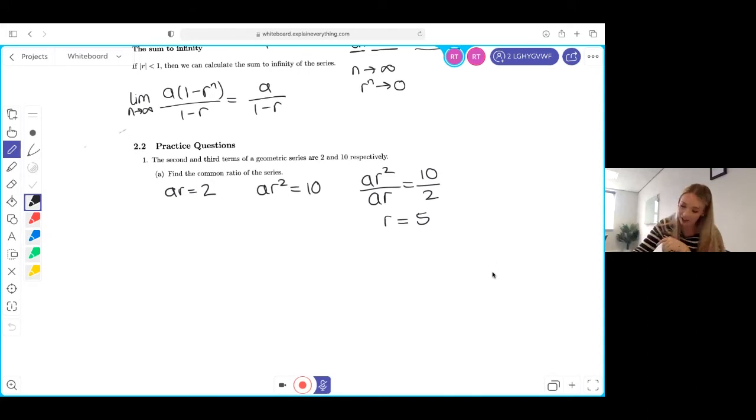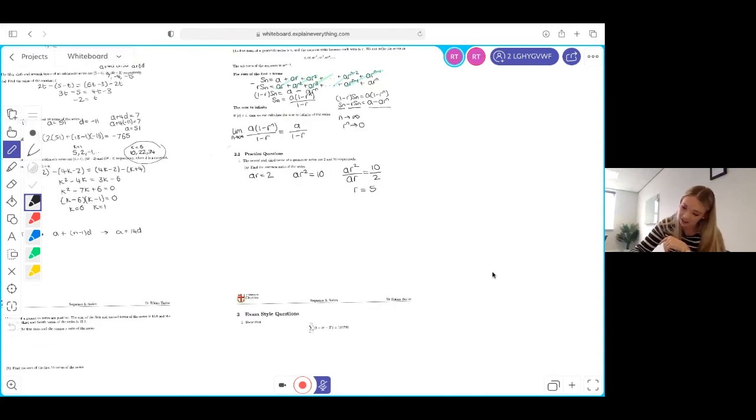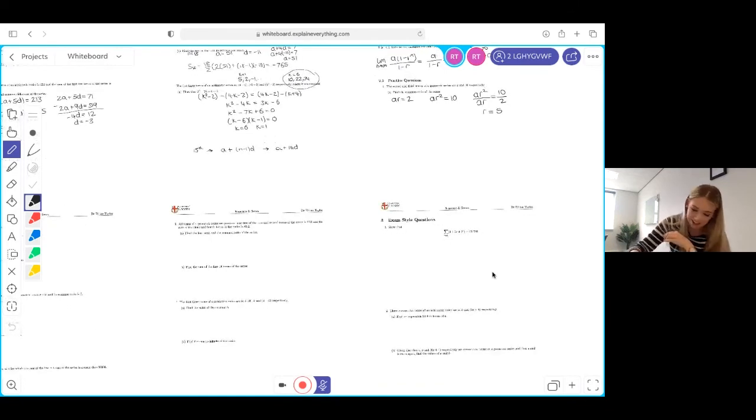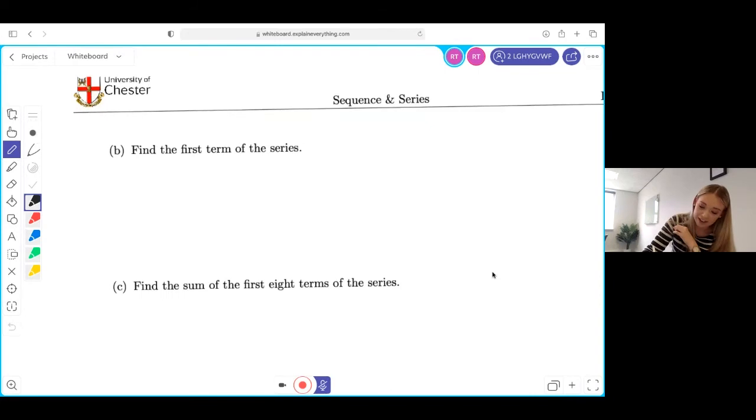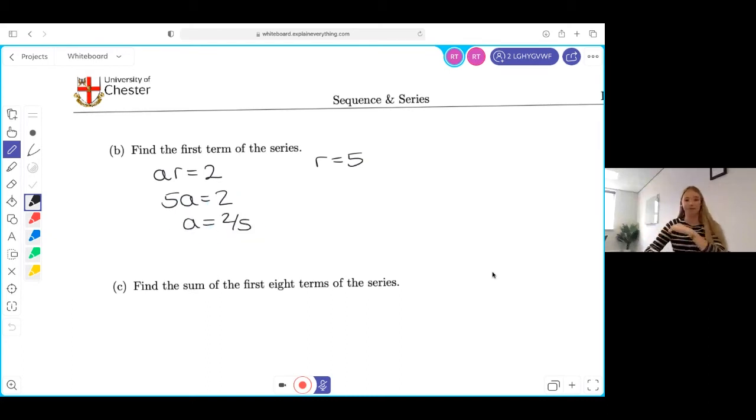The next part that we'd have is just to find the first term of the series. So if we know that the second term, AR, was 2, and from the first part, we've calculated that R was 5, then it's quite a nice calculation to work out our first term, A.